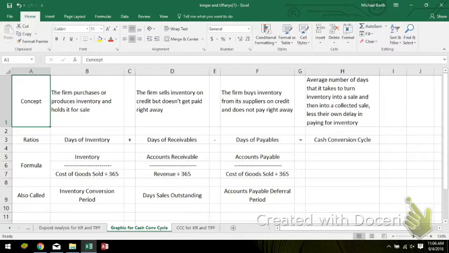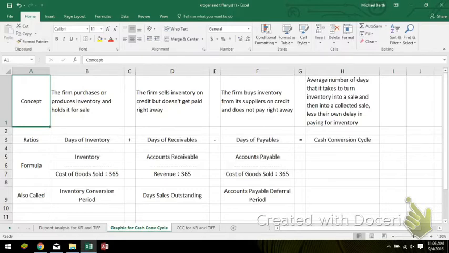Days of inventory, also called the inventory conversion period, is simply the amount of inventory divided by 1 day's worth of cost of goods sold. And 1 day's cost of goods sold measures how much cost of goods sold you produce per day. And so inventory divided by that would give you the days of inventory.